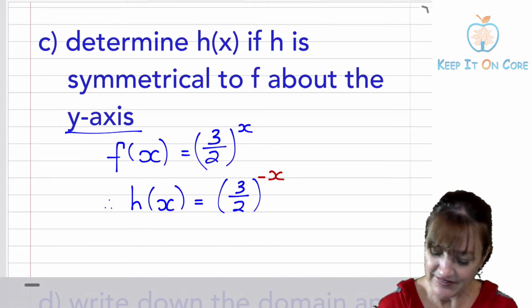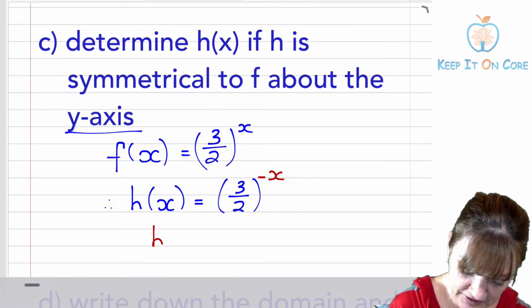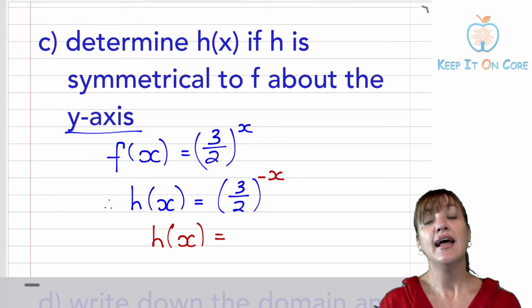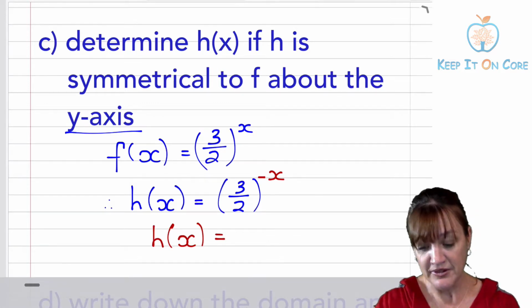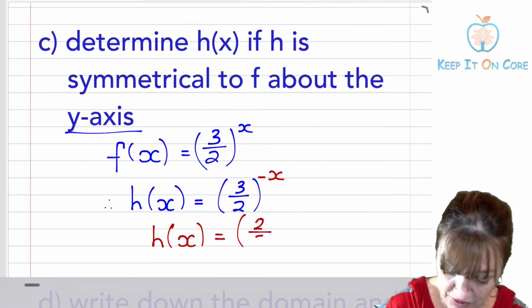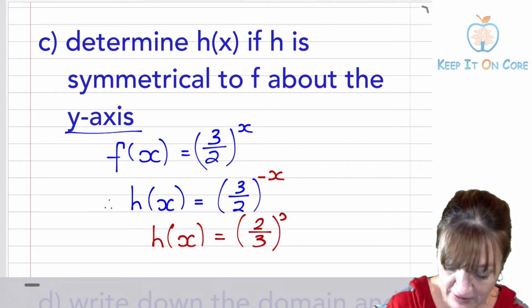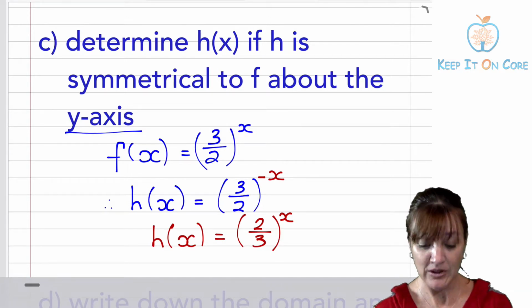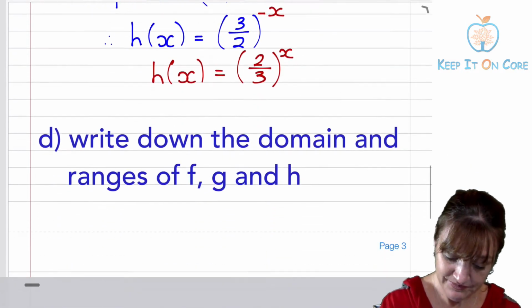Again, I don't like leaving it as a negative x, so to finish this off I'm going to say h of x is then equal to, instead of a negative exponent, do you remember we can swap the fraction around, so I can write this as (2/3), and that will then make that a positive x. And there we go. That's the equation of h of x.